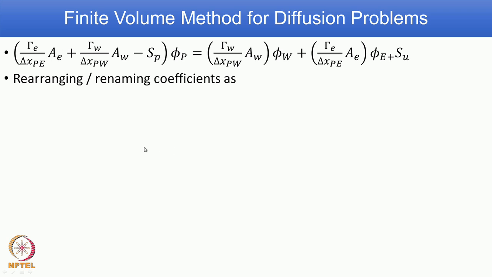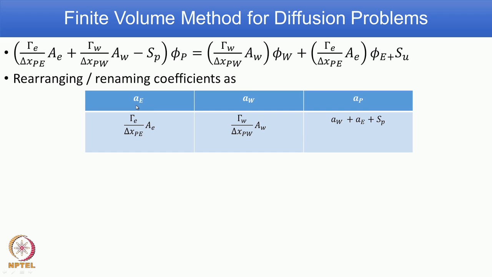Rewrite that equation again. As I mentioned, all the bracketed terms can be written as one value and that is shown here as A e, A w and A p, and A e is actually the term corresponding to the east node, gamma e by del x p e times A e. Similarly, A w is the coefficient corresponding to the west node, that is shown here. Now, you can observe that the first term for phi p is the same as the term for the east node, right. So, if you look at this gamma e by del x p e A e, this is the first term for phi p and that is the same as the gamma e A e by del x p e coefficient term for the east node.